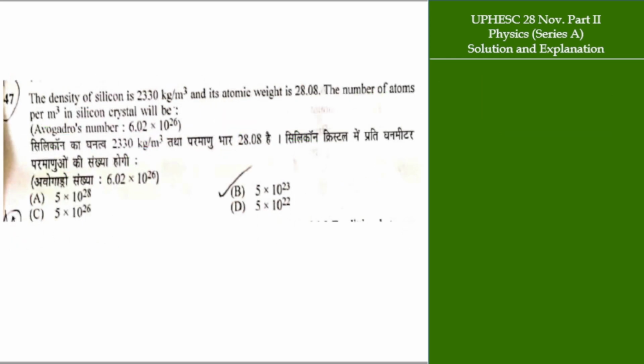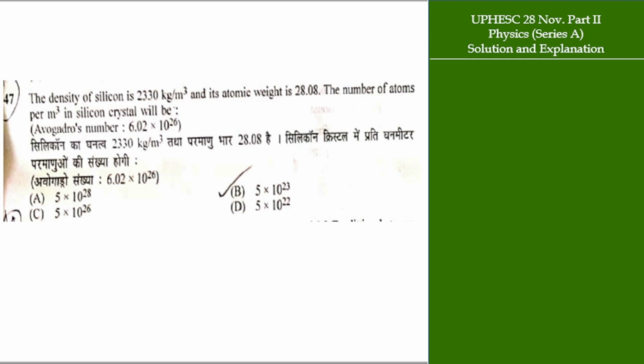Now next question, a numerical was asked in question number 47. The density of silicon is 2330 kilogram per meter cube and its atomic weight is 28.08. The number of atoms per meter cube in silicon crystal will be. So the value of number of atoms per unit volume per meter cube was asked.